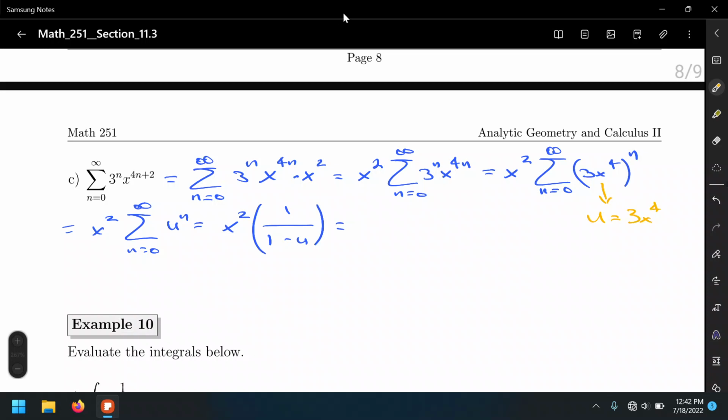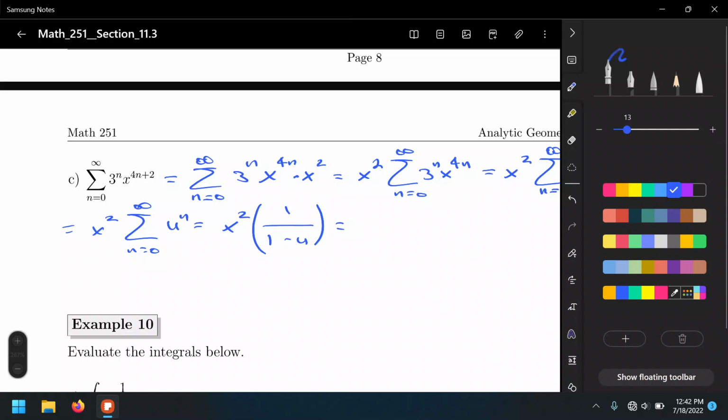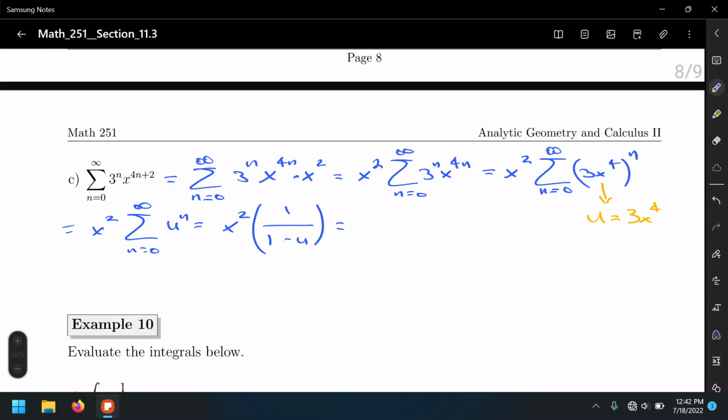So that's x squared times 1 over 1 minus 3x to the 4th. Simplifying this, that's just x squared over 1 minus 3x to the 4th. Alright, so that's the function represented by this power series.